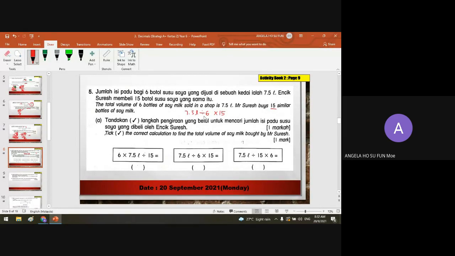First step, I'm going to divide by 6 to find the volume of soya milk in 1 bottle. Then after that, I multiply 15 because Mr. Suresh buys 15 similar bottles. So look at this, all this cut here. Which one is correct based on this? So I can tick here. This is correct. All right. Next.